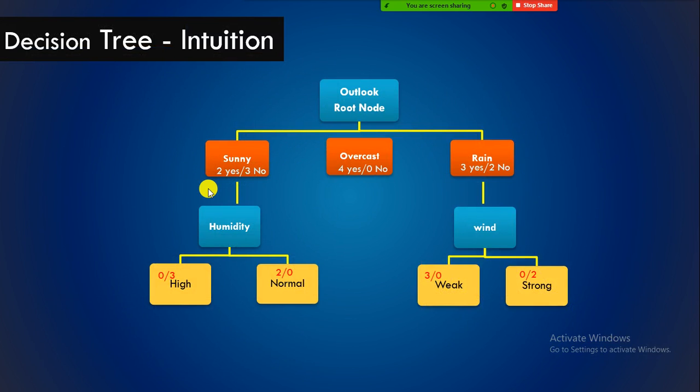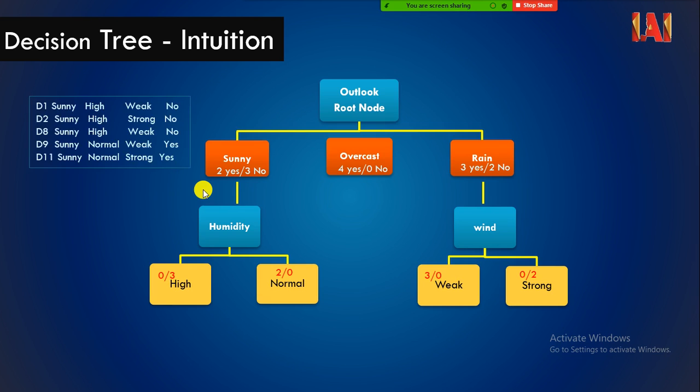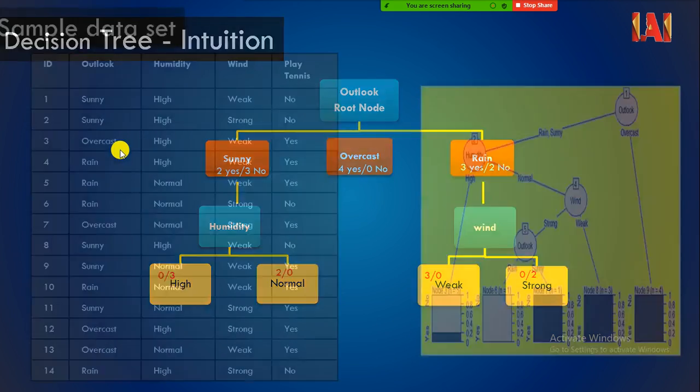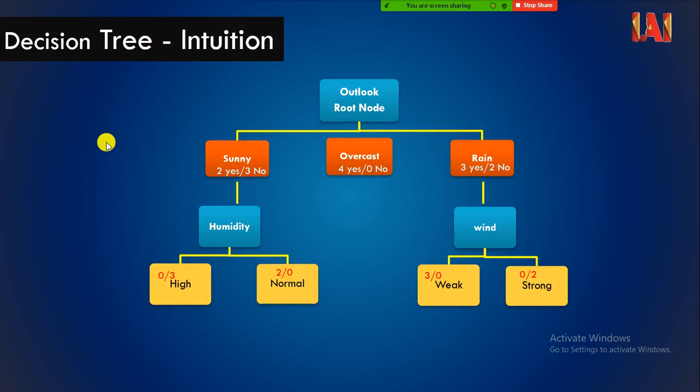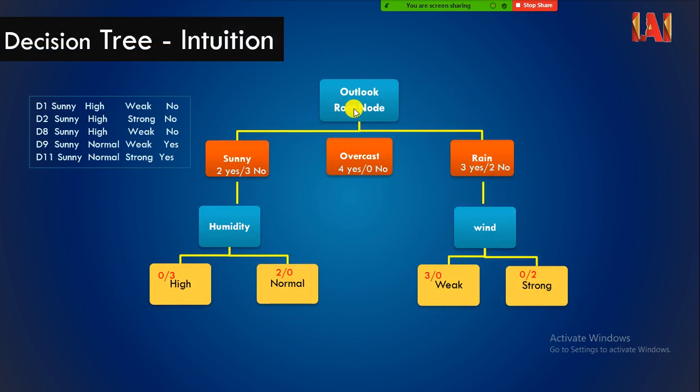In Sunny, how many yes is there, how many no is there in the target column? You need to compare with the target column. For illustration purposes, I just copy pasted the subset of this data here. In the Outlook column, how many Sunny records are there? 5 observations are there for the Sunny category. Within this Sunny category, how many yeses and how many no's? You need to look at the target column, my dependent variable. 2 yes, 3 no. That's what I mentioned here.